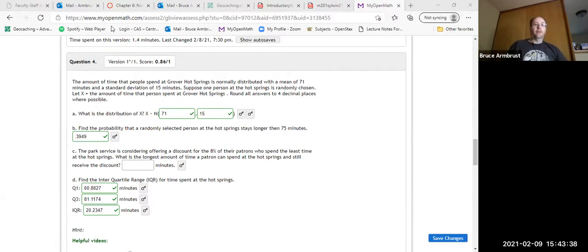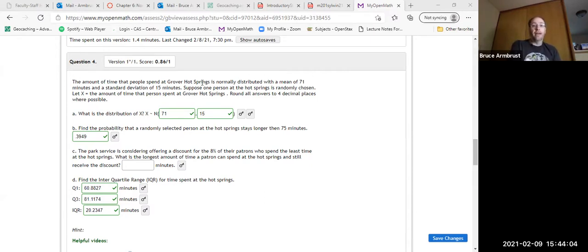Good, thanks, Willie. It's 95%. So basically what this one's telling us is that if you were to go 30 minutes on each side, so between 41 minutes and 101 minutes, 95% of the people that come to Grover Hot Springs spend some time in between those. All right, so that's what standard deviation is telling us, is just the variability, the spread.